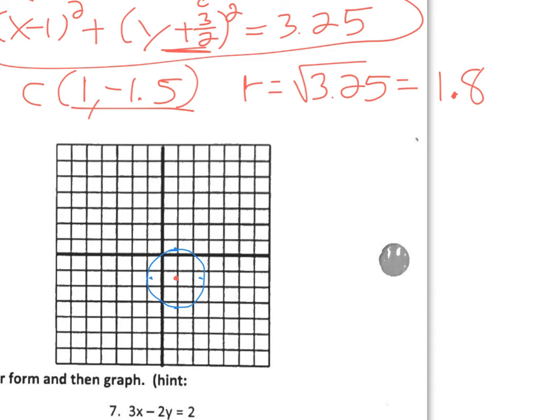All right, but same exact steps as number 1 and 2. You're going to get circles. Just get it in that standard form. This one, since you had sine and cosine in it, you had to complete the square twice.